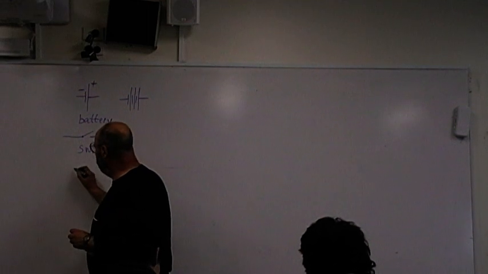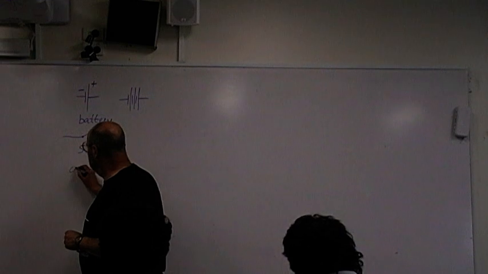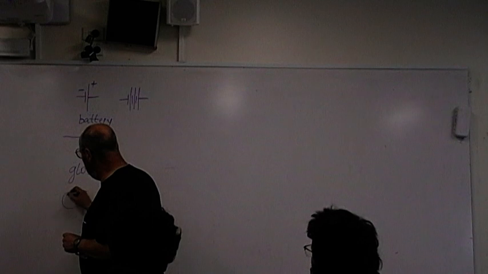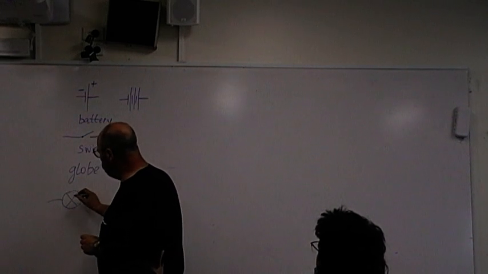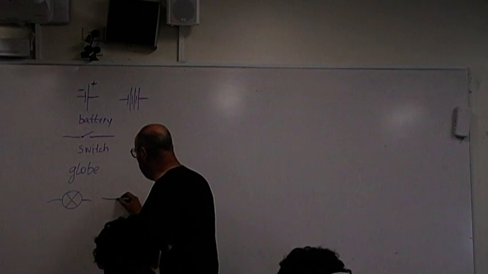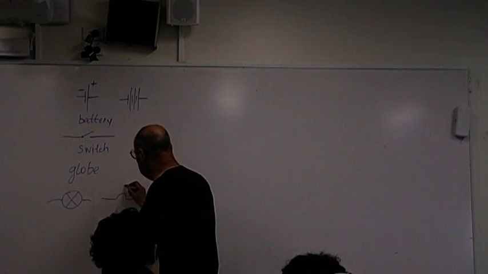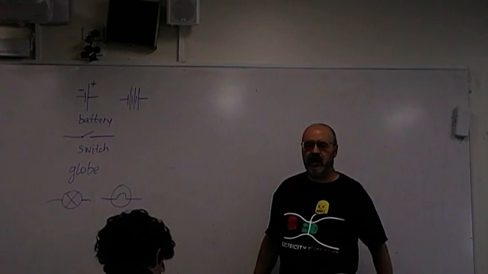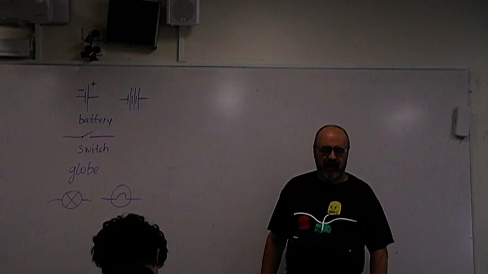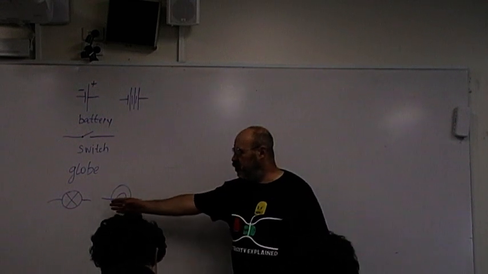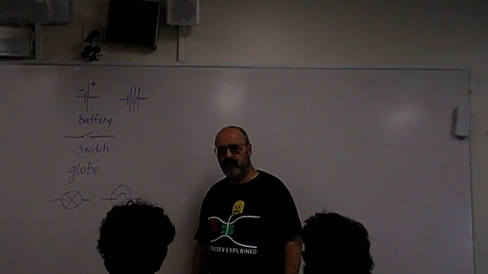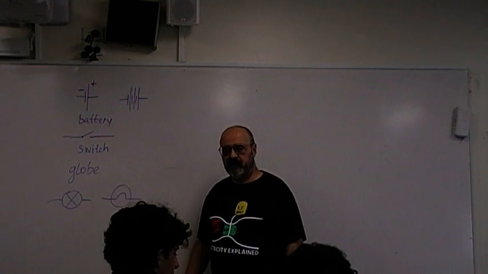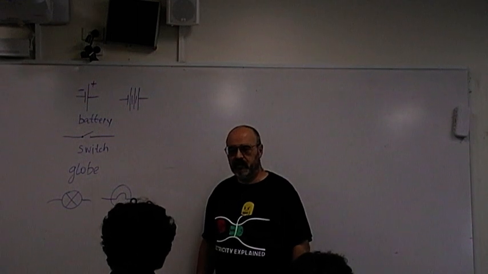Now, globe. There are two ways how we can show them. One way is a circle with a cross inside, or another way we can do like this. Any of them can be used. There's no difference. You can use this symbol, you can use this symbol. Like that. What does it do?